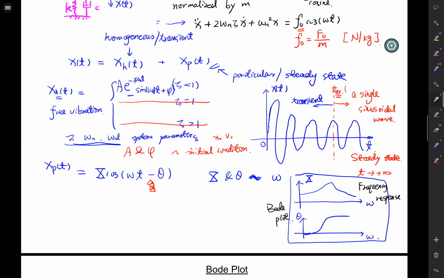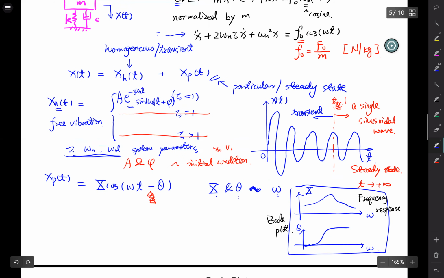There is another fancy name for it, which is called a Bode plot. A Bode plot is actually not one plot, it's a pair of plots. It plots both the amplitude and phase, so there are two plots. So what you do is, for a given frequency, you calculate your X and theta. And once your X and theta are calculated, together with your initial conditions, you can find your A and phi. Eventually your solution will be the summation of the two parts.